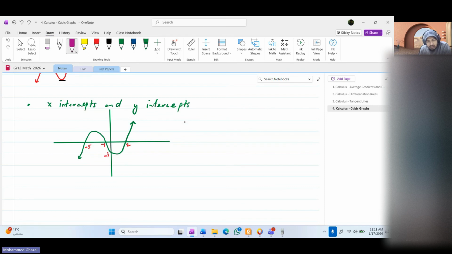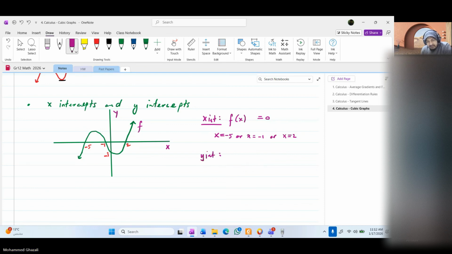Now, for x-intercepts, just say this is a function f, right? You're going to say f of x is equal to 0. If you solve f of x equal to 0, in this case, you will get 3 answers. You can clearly see x-intercepts are read off from the x-axis. So x-intercepts will be x equals -5 or x equals -1 or x equals 2, right?